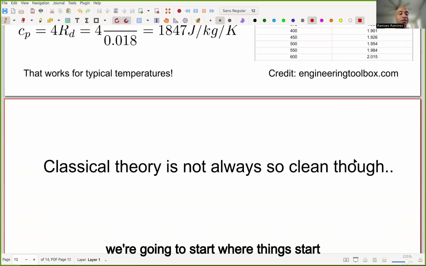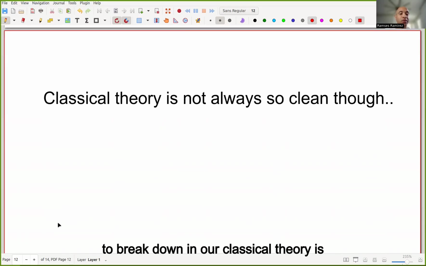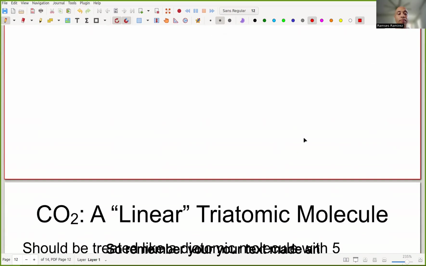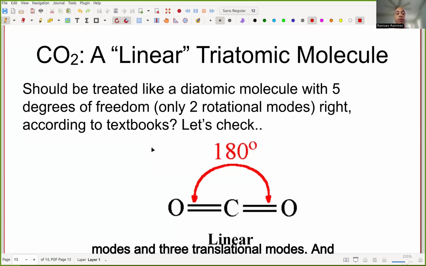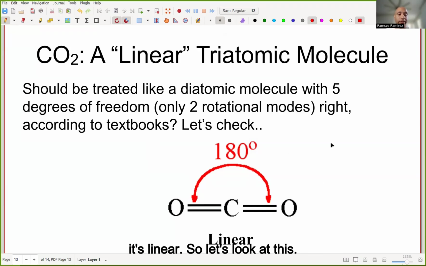Okay, so now we're going to look at where things start to break down and our classical theory is not always so clean. Remember, your text made an interesting comment that CO2, yes, is a triatomic molecule. That is true. But it also said it was a linear triatomic molecule, and I'm here to tell you that's not quite true. If it were linear, you would treat it like a diatomic molecule with only 5 degrees of freedom, 2 rotational modes and 3 translational modes, and a nice clean 180-degree angle.